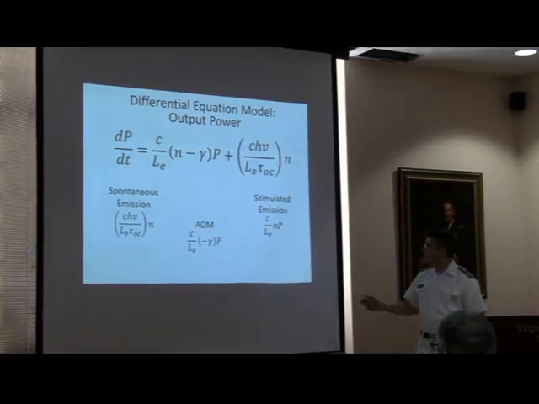And then the negative term is, of course, the losses. It's what's induced by the AOM itself. When the losses are high, power output is low. When the losses are low, power output is high. Simple as that.